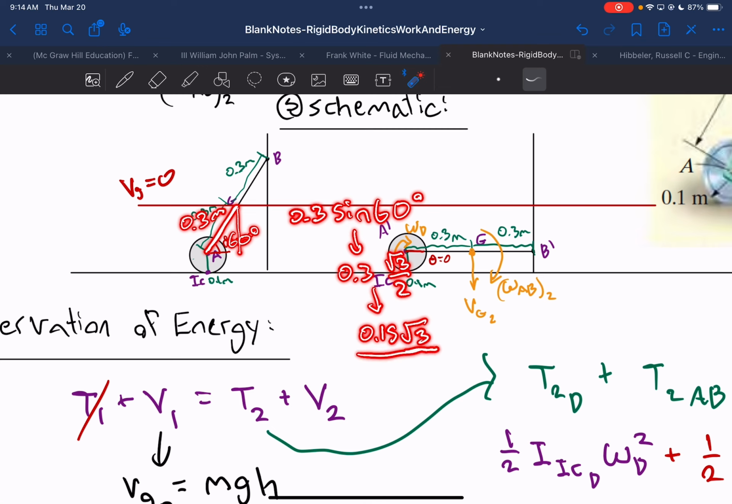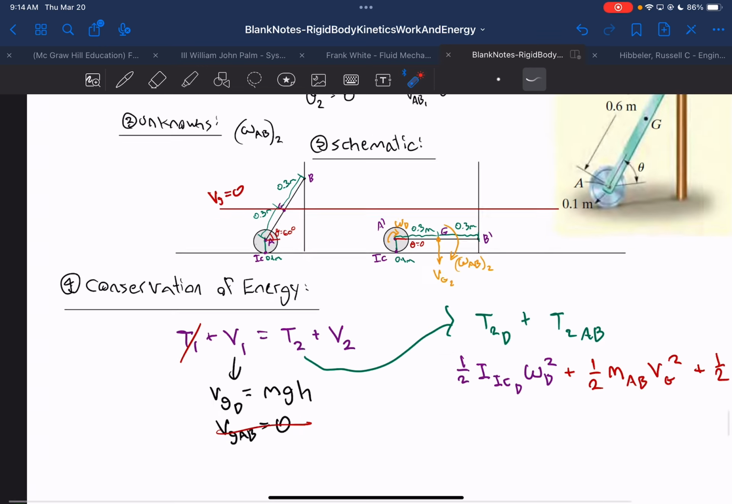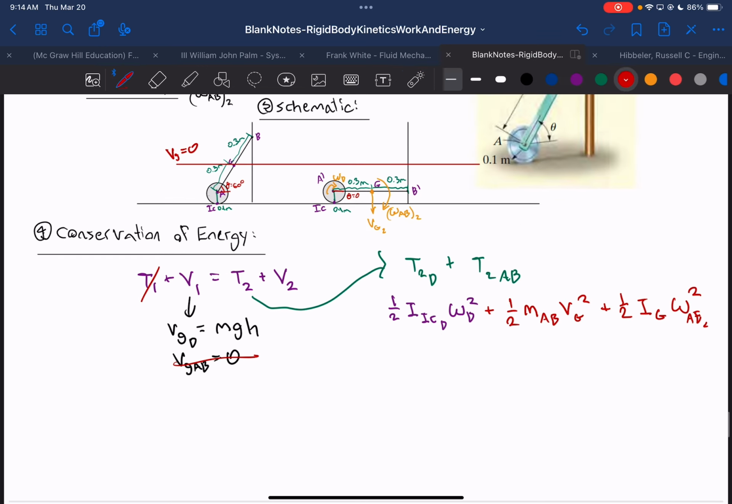So this is my change in height. Since I'm going below my datum, I'm going to make it negative. Do you guys understand why it's negative? Yes? Okay. You guys look a bit lost. I need confidence. I need yes. Okay, good stuff. So that's how I find my mgh.